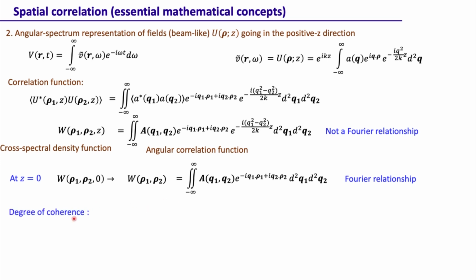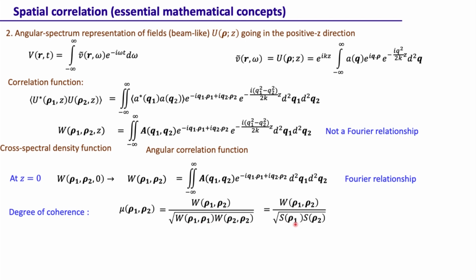Okay, here we can also define a degree of coherence in exactly the same manner for this W. The degree of coherence function we call mu(rho1, rho2), and we define it as W(rho1, rho2) divided by W(rho1, rho1) and W(rho2, rho2), which is basically the spectral density at rho1 and the spectral density at rho2. We can also call it intensity, and the degree of this correlation will range between 0 and 1.